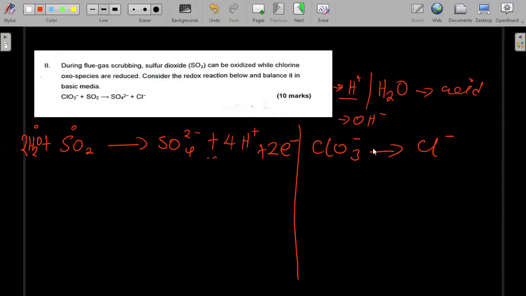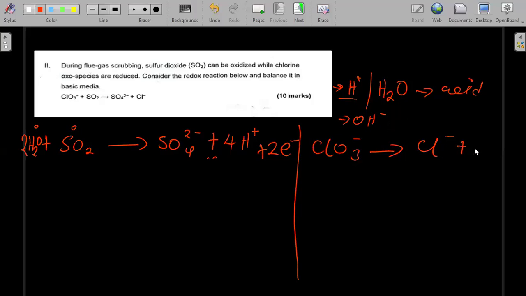So we'll do the same with the reduction half reaction. We've said any other atoms apart from oxygen and hydrogen are balanced, which is chlorine there. So we can check, we have 1, 1, so it's balanced. So we need to balance the oxygen atoms. How are we going to balance the oxygen atoms? You can see there, we're having 3 oxygen atoms. On the other side, we don't have any. So we need 3 oxygen atoms.